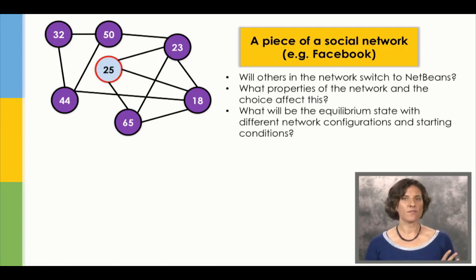And now a bunch of questions come up. Are others going to also switch to NetBeans, or are they all going to keep using Eclipse? What properties of the networks might affect this switch? And what will be an equilibrium state once maybe a few people switch? These are all questions we can explore by modeling these decision flows and information flows in this social network. So let's talk about how.